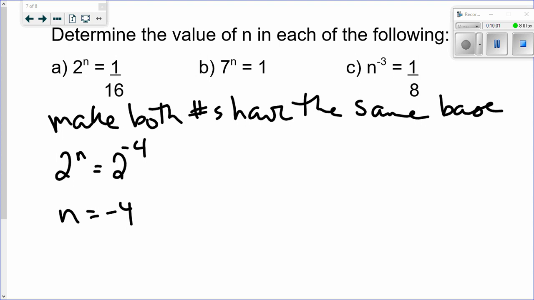Okay, memorization thing, 7 to the power of n equals 1. Well, n has to equal 0 because this is a definition thing. Anything to the power of 0 is 1. This one's a little bit different.